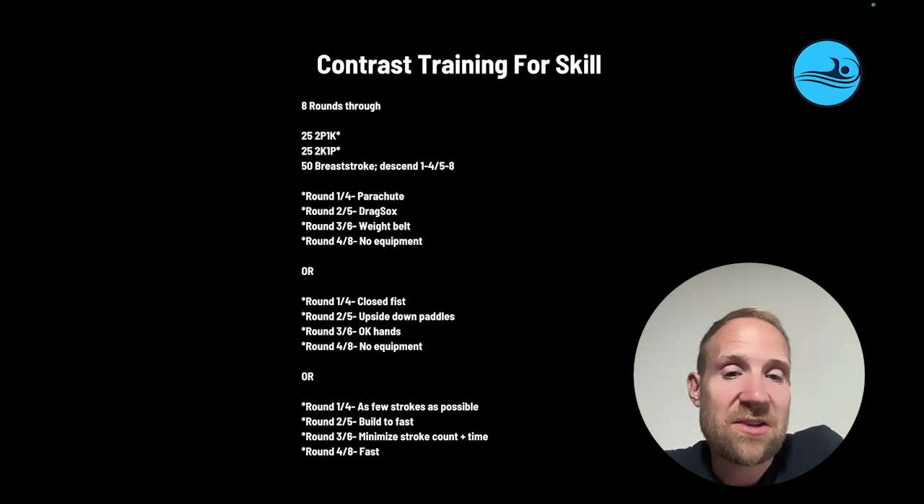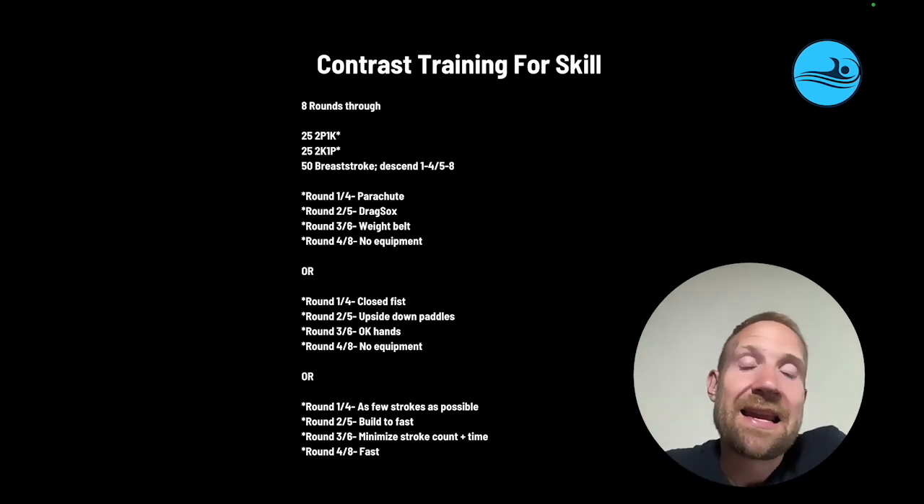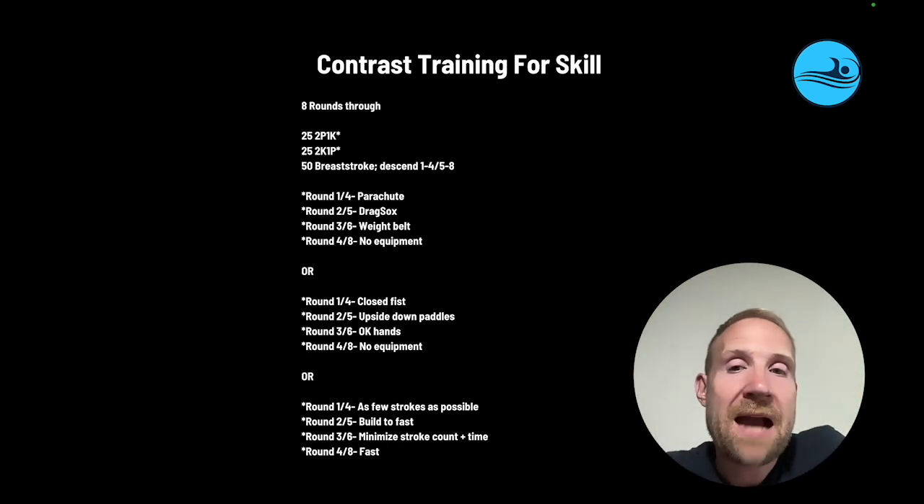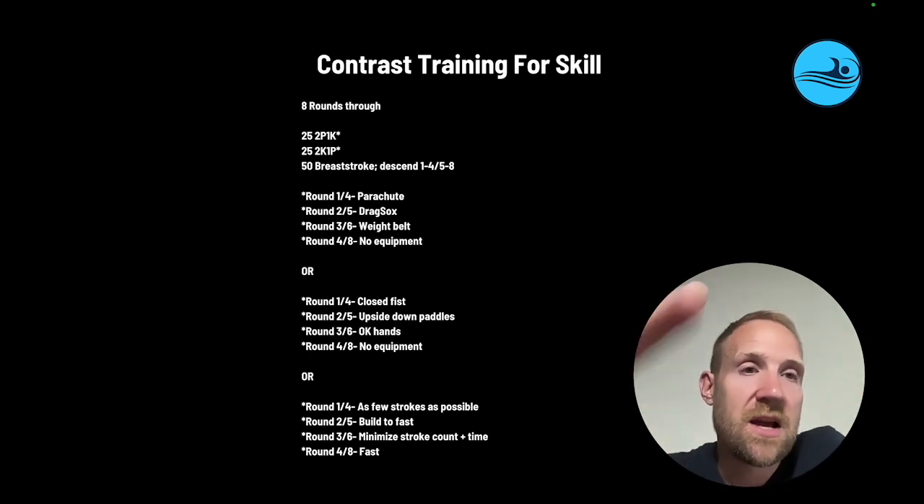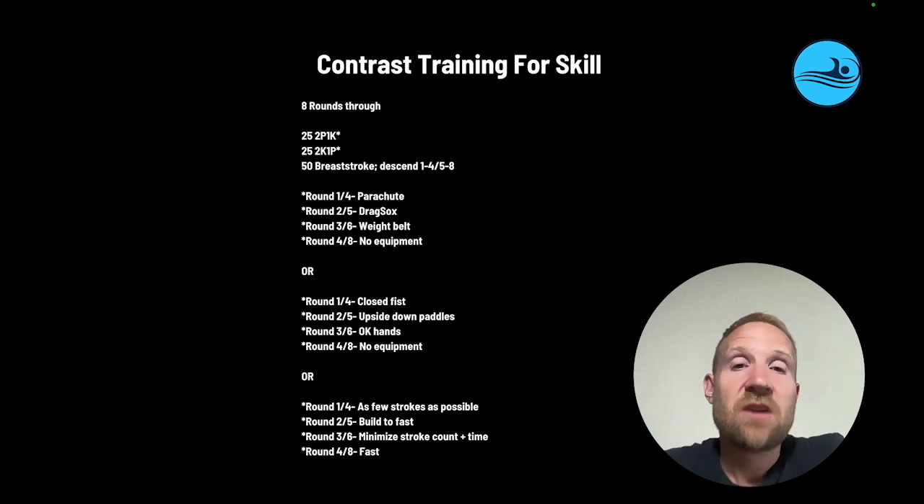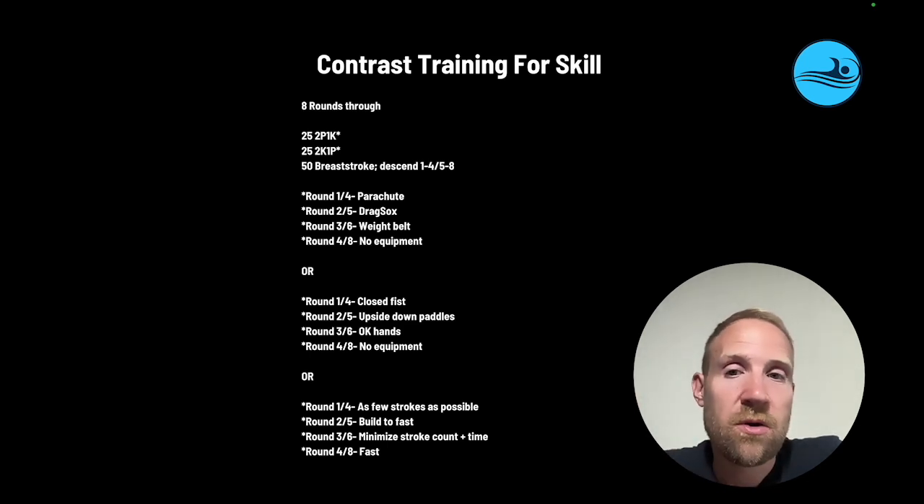Last set, we're going to change the performance expectations, so we'll go as few strokes as possible, then build, then minimize stroke count and time, and then fast. And again, that's forcing them to change, and we're already doing that on the background of using 2 different drills to help facilitate change as well. So a ton of different variation in all of these different examples. And in each case, we're creating contrast during those 225s, and then we give swimmers the chance to execute on that 50 breaststroke where they're trying to be better as they go through, and they're trying to put together whatever they learned during those 25s into their actual swimming.